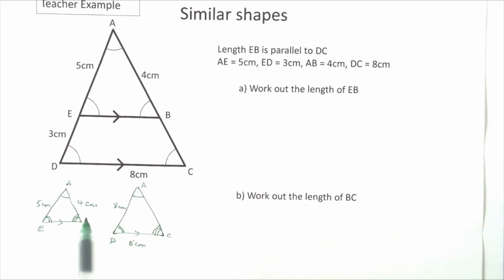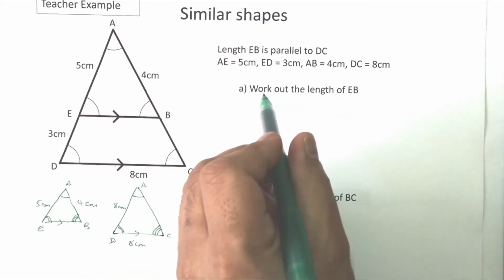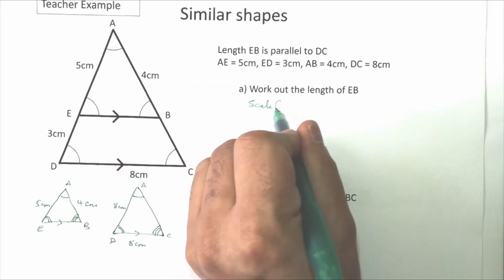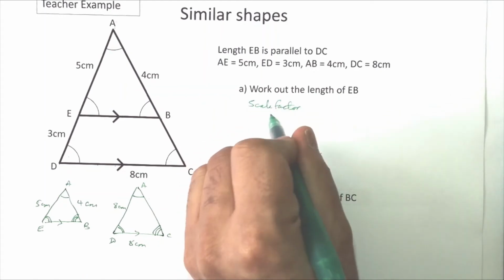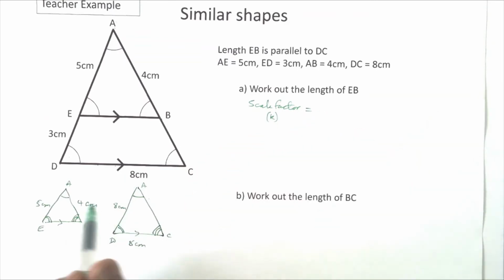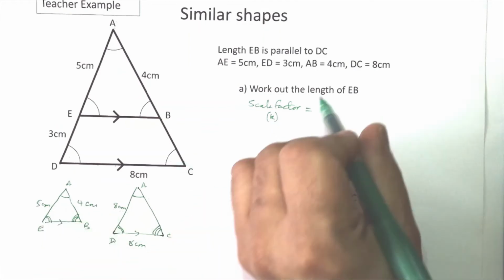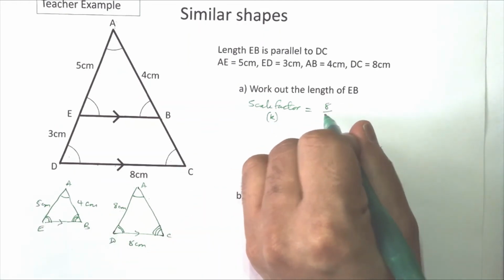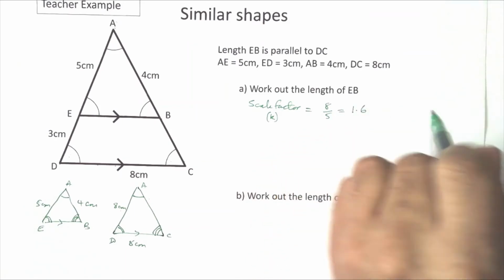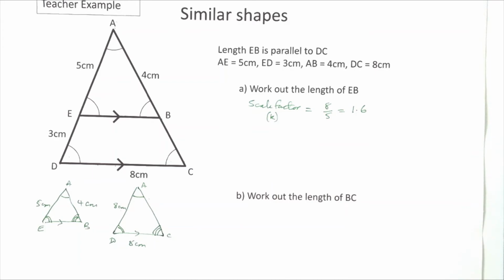So similar to the last example, now we're going to use these triangles to work out the length of EB for part A. So first step, work out the scale factor. Again, letter K is the scale factor, and I'm looking for the two corresponding lengths. So it's 8 and 5. So that will be 8 divided by 5, which is equal to 1.6. So that's my scale factor.